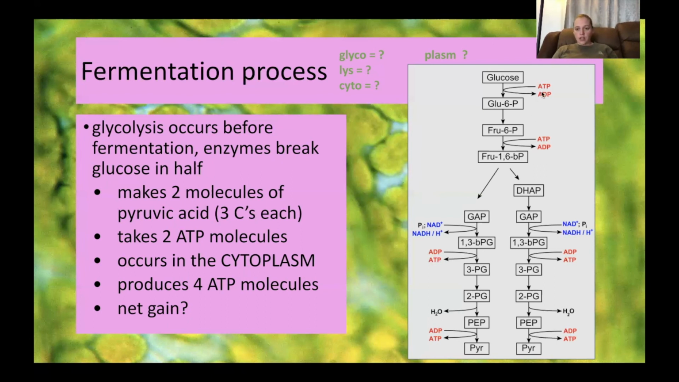Now, during glycolysis, again, we're going to use 2 ATP, but we're going to get 4 ATP back out. With the 2 that we used, plus 2 more, so we have a net gain of 2. And this is all occurring in the cytoplasm.